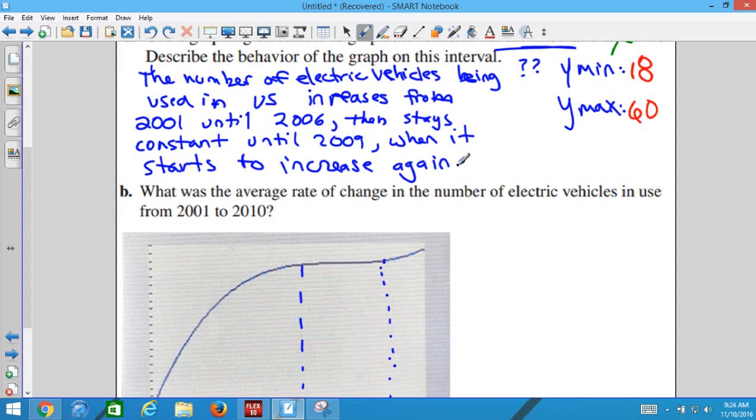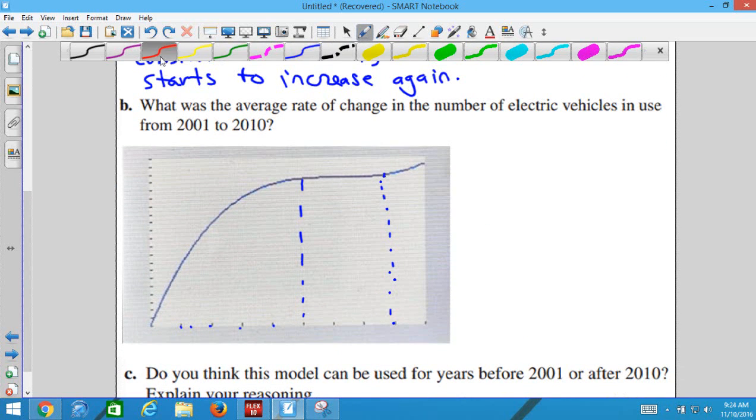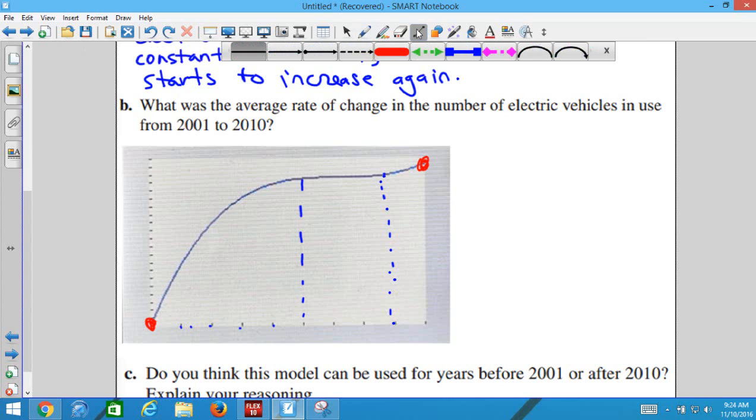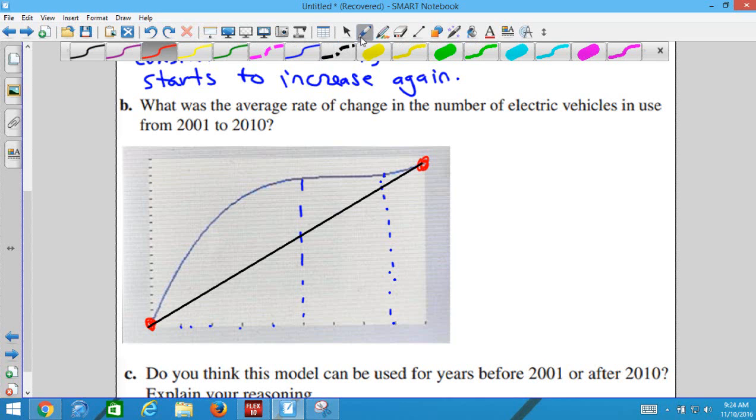Okay, the second question is another thing that we did in chapter 1, and it's been a while, and we didn't do so hot first time, so we need to go over this again. What is the average rate of change? That means from start to finish, what is the average change? If I took a line and I connected the first point and the last point, what would be the average rise over run? We need to find the slope of that line.